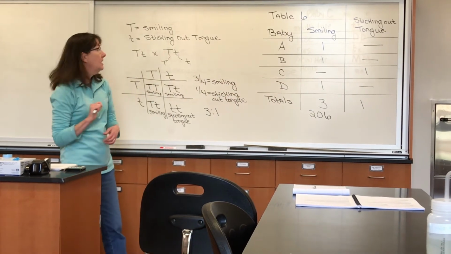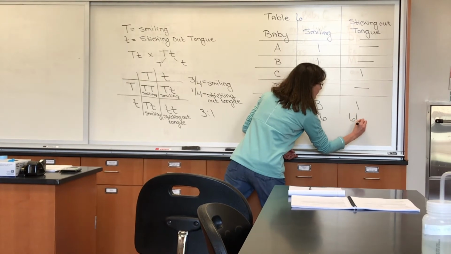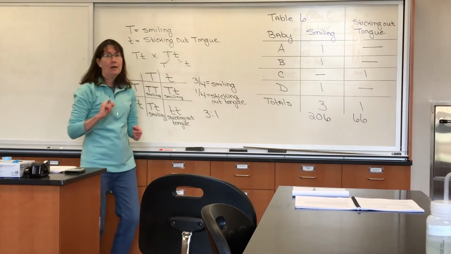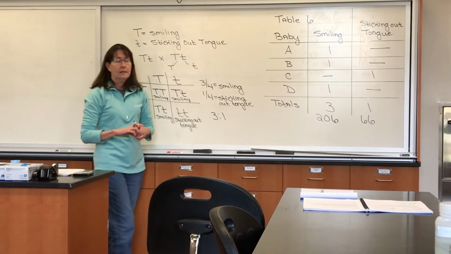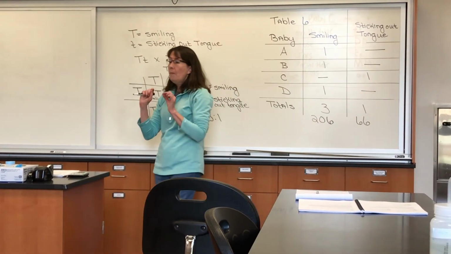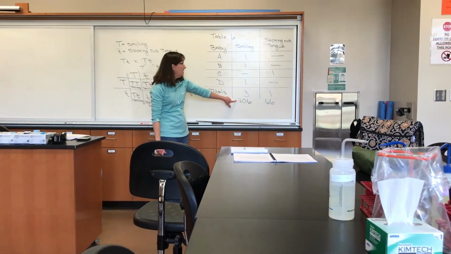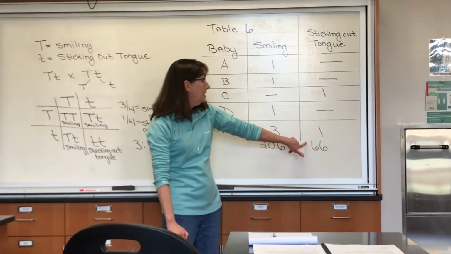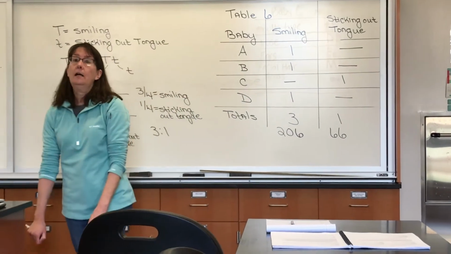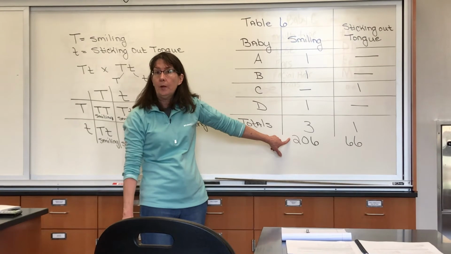206 babies smiling, and we get 66 that are sticking out their tongue. Not a perfect 3-to-1 ratio, but pretty close. So with our example of 206 smiling and 66 sticking out their tongue, we had a total of 272 baby spuds.